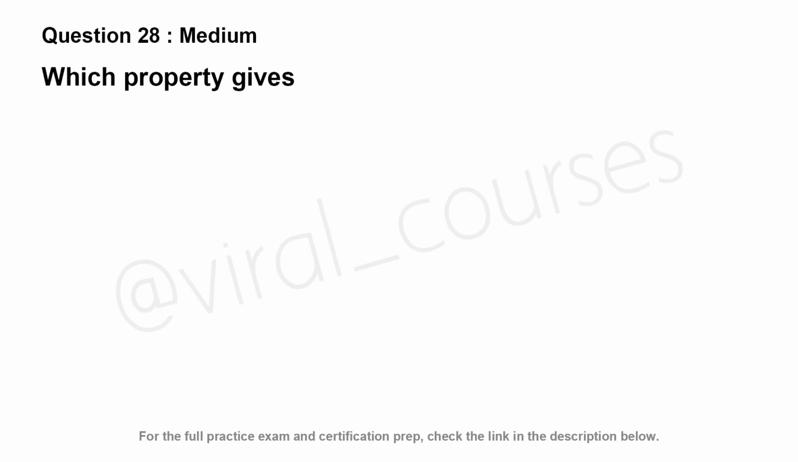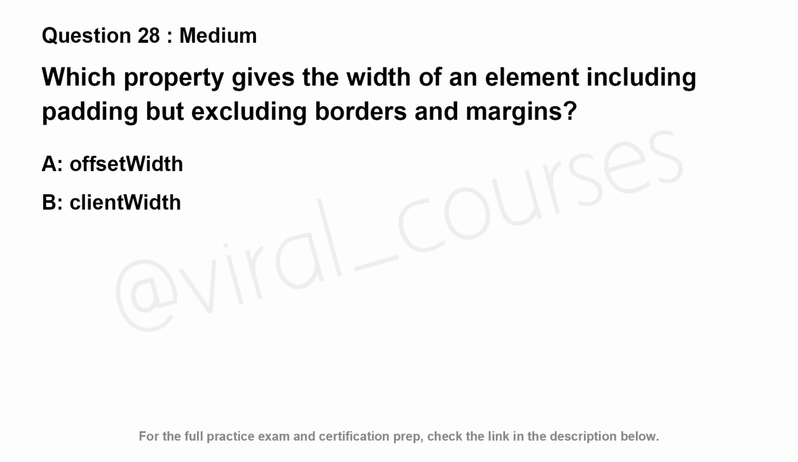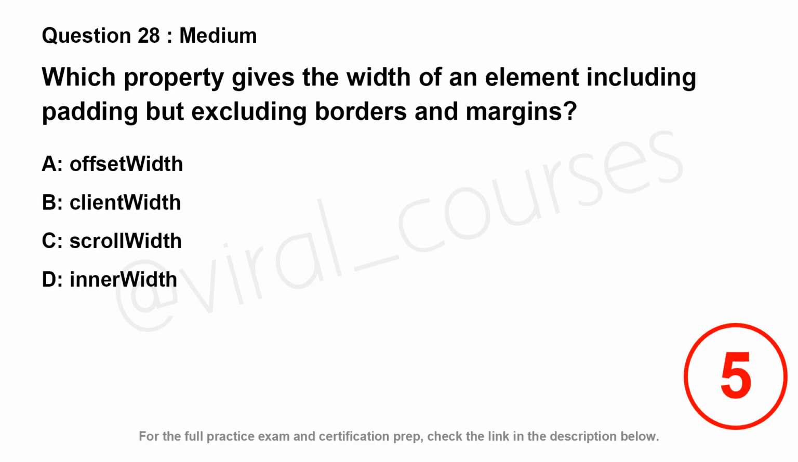Which property gives the width of an element including padding but excluding borders and margins? Option A, offset width. Option B, client width. Option C, scroll width. Option D, inner width.